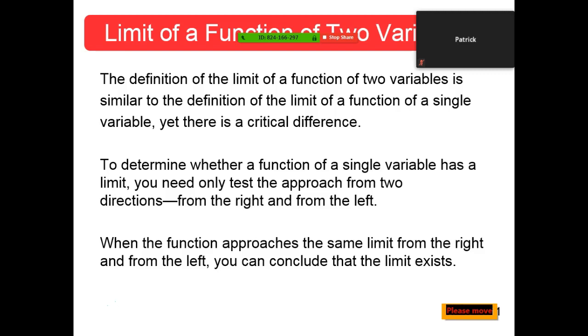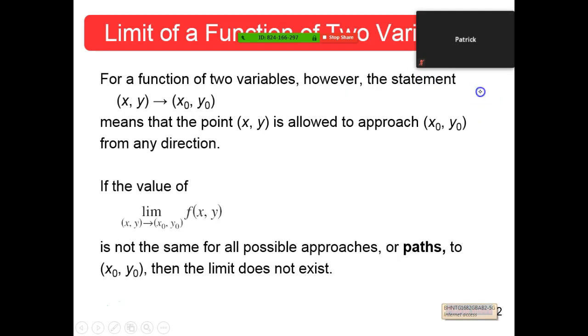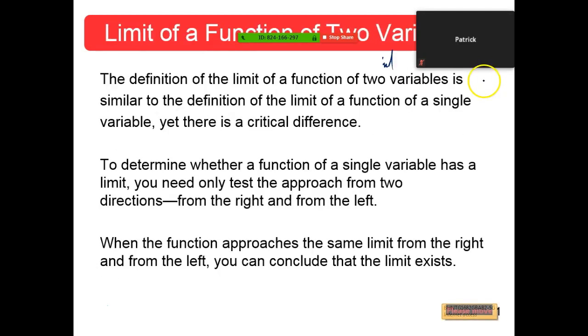The definition of the limit of a function of two variables is similar to the definition of the limit of a function of a single variable. When they say that, they mean two independent variables, and this is a single independent variable. I like to put that in there because in reality this is a three-variable case, and that's a two-variable case. Yet there is a critical difference. They're similar but not quite the same.